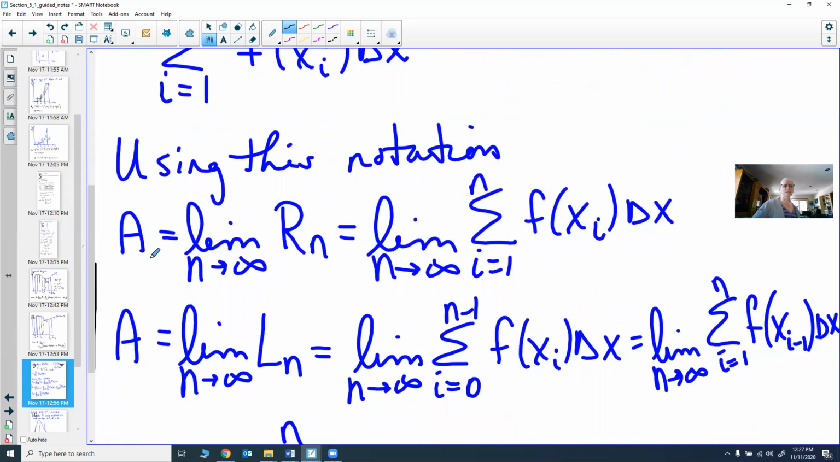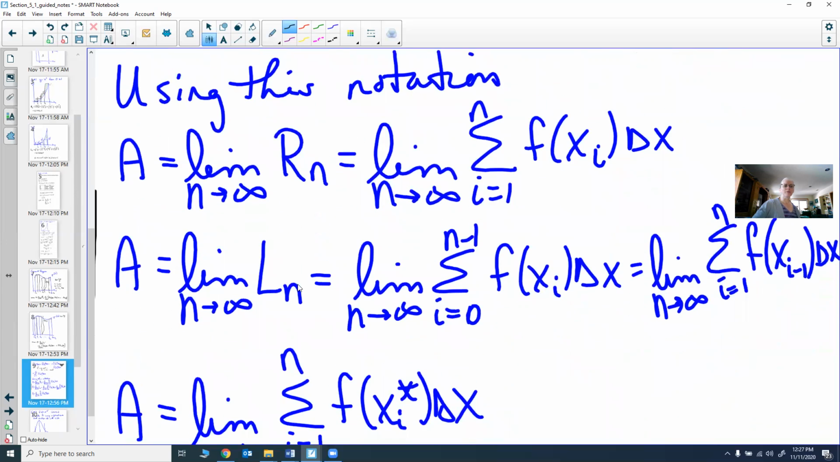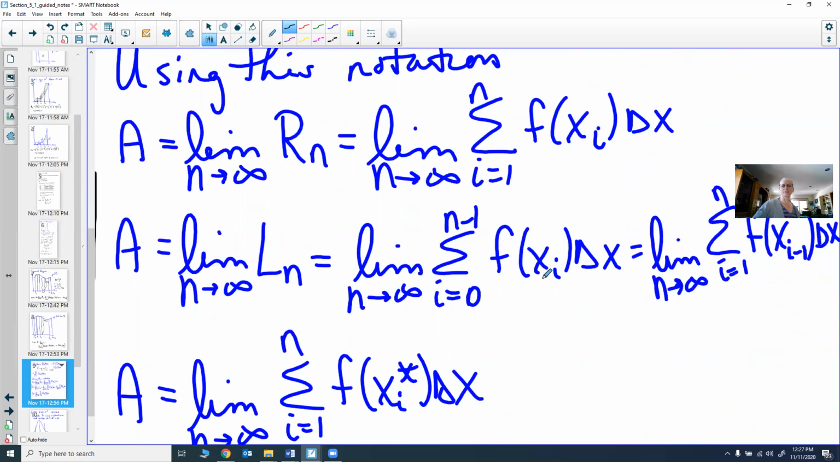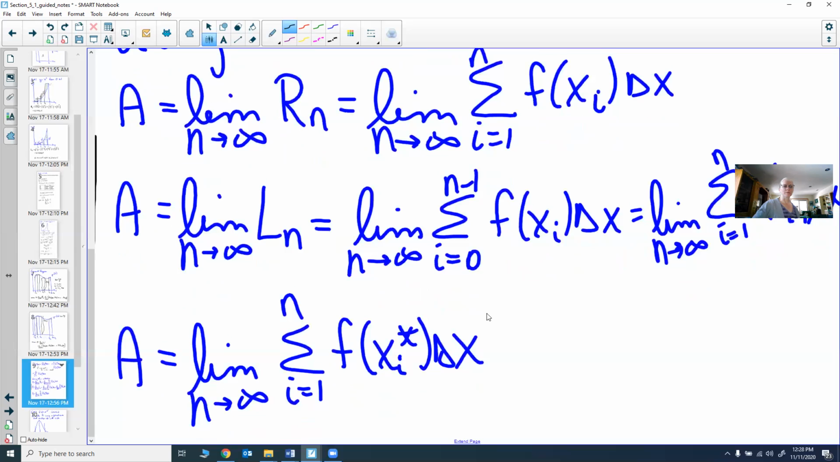So using this notation, A is equal to the limit as n goes to infinity of R sub n. That's the limit as n goes to infinity of the summation i equals 1 to n of f of x i times delta x. We want to do the same thing with the left-hand sums, but unfortunately they started at 0. So we will start the i at 0. You can change these summation indices to anything you want if you need to. This one we want to start at 0 and go to n minus 1. You could also have started this at 1 and gone to n and made these i minus 1, and that would have been fine too. It's really up to you. It would have been the same thing.